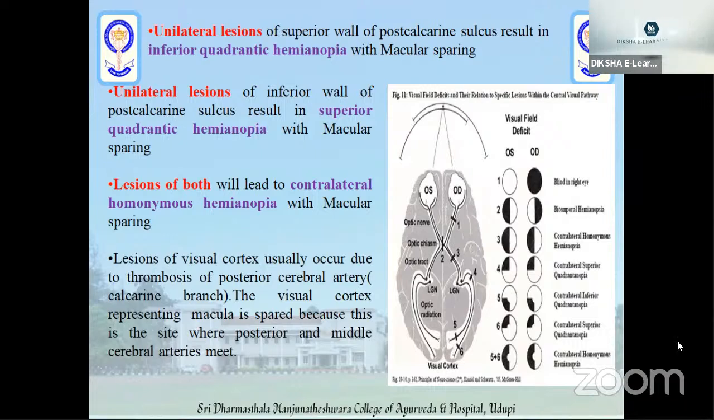Lesions of the visual cortex usually occur due to thrombosis of the posterior cerebral artery in the calcarine band. In the visual cortex, the macula is spared because this is the site where the posterior and middle cerebral arteries meet. Therefore, this area is spared from thrombosis.